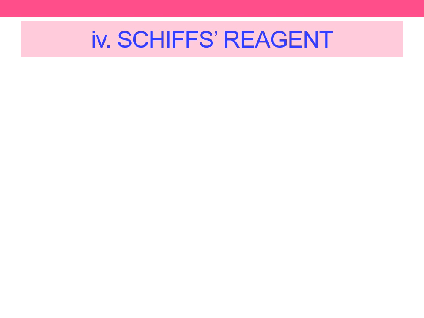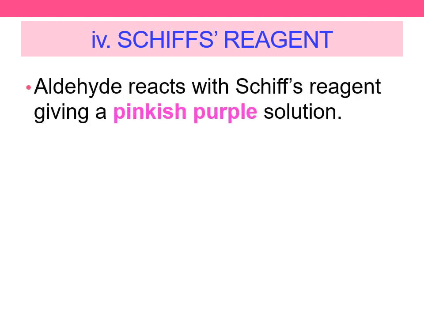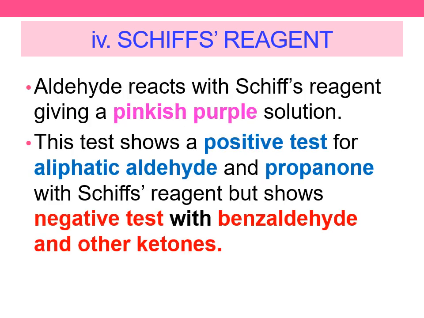For Schiff's reagent, it's a bit complex, so we're not going to show you the equation. We just want you to know the observation. When an aldehyde reacts with Schiff's reagent, it's going to give out a pinkish purple solution. This color will show that it's a positive test for aliphatic aldehyde and propanal. It's not going to give a positive test to benzaldehyde and other ketones.